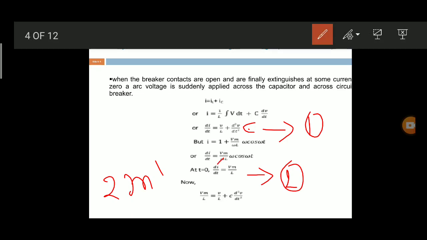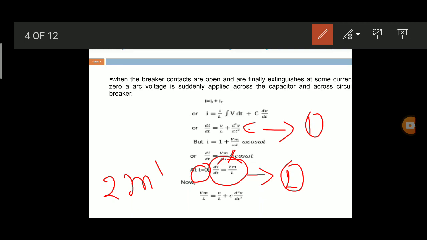Okay, then cancel the omega and omega. After that, di/dt equals Vm by L cos omega t. Substitute t equal to 0. Then we obtain di/dt equal to Vm by L.